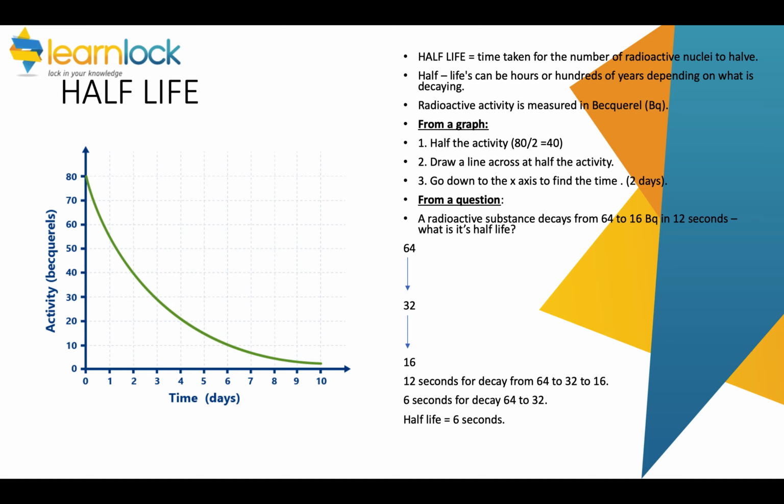So it says a radioactive substance decays from 64 to 16 becquerels in 12 seconds. What's its half-life? Well, if you start at 64, you halve that once, you get to 32. You halve that again, you get to 16. So it's gone through 2 half-lives in 12 seconds, which means it went through 1 half-life in 6 seconds. So the half-life is 6 seconds. It's always best to draw it out to show how the substance is breaking down.